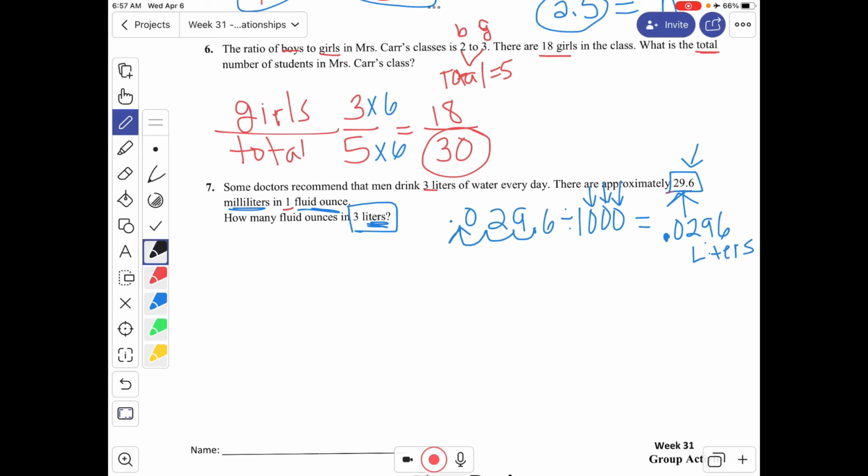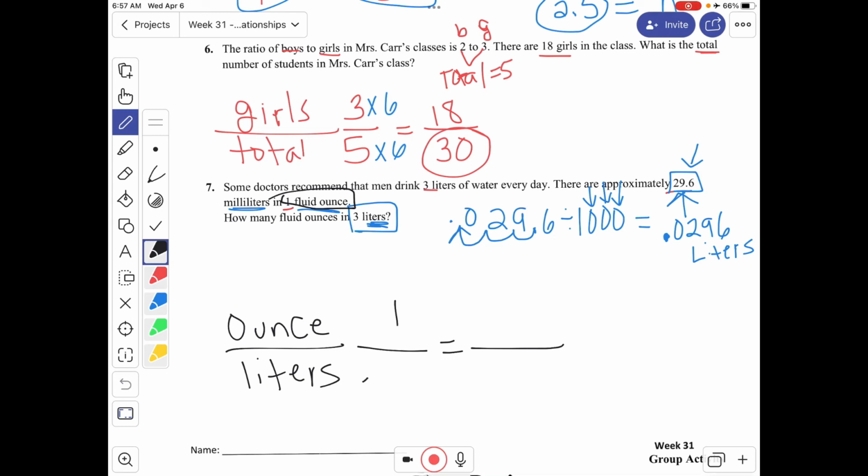Now I need to set up the proportion. Now I have 2 of the same descriptor words. I have ounces and I have liters. And the rate they gave us was that 1 ounce is now 0.0296 liters. And they want to know how many ounces are in 3 liters. So there's the proportion. Again, I don't see a relationship. I can't multiply or divide 0.0296 times something to get 3. So I'm going to need to cross multiply.